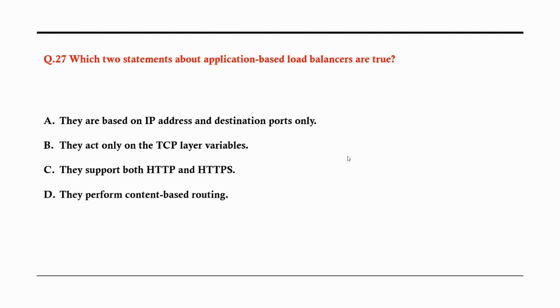Which two statements about application load balancer are true? Load balancer is used at layer 7. If you are aware of the OCI layer architecture, then you will know this. Application load balancers are used there. So the correct answer is C and D. At layer 7, we use HTTP and HTTPS protocols, and here we can also do content-based routing.